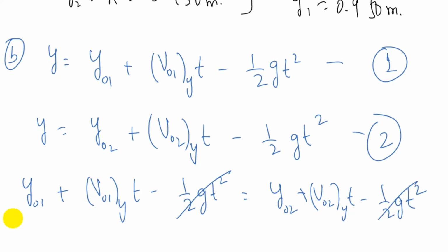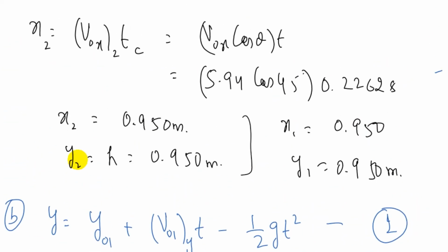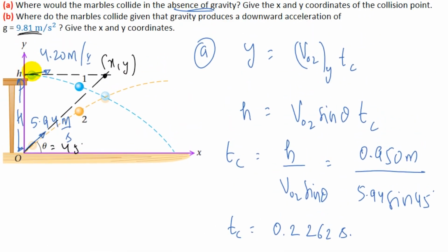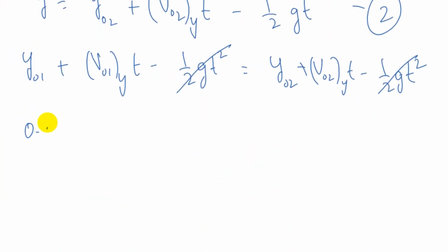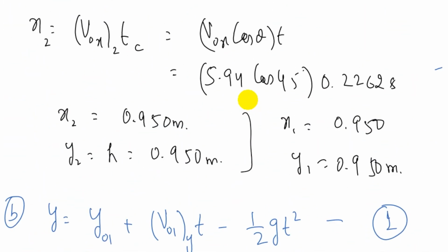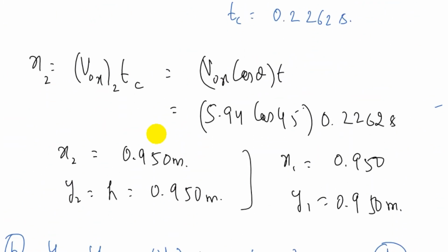Now y naught 1 is the initial position for marble 1. Initially the marble 1 is at this position, which is 0.950 meter above the ground. So this is 0.950 meter, plus, now there was no velocity of the marble 1 in the y direction because it was thrown horizontally, so this term is 0. We can equate it to y0 2, which is 0 because initially it was thrown from the origin.